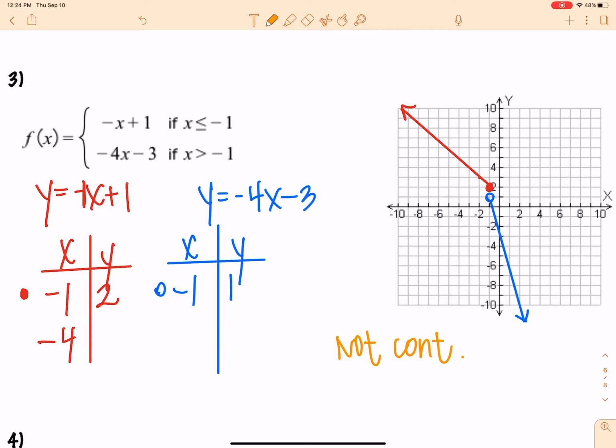So try number 4 all by yourself, and we are done with piecewise functions. We still have another section, but we're done with the piecewise part of it.